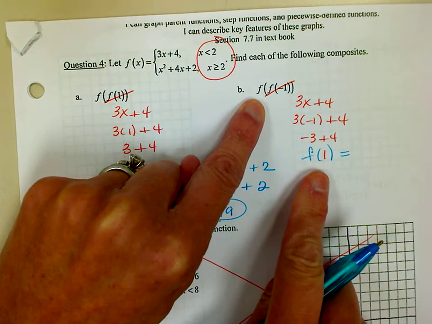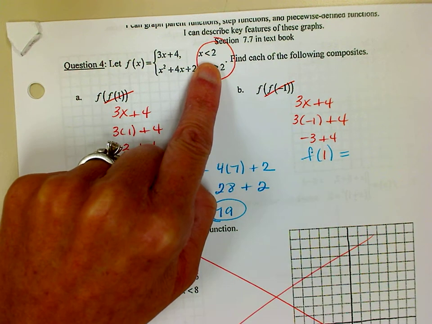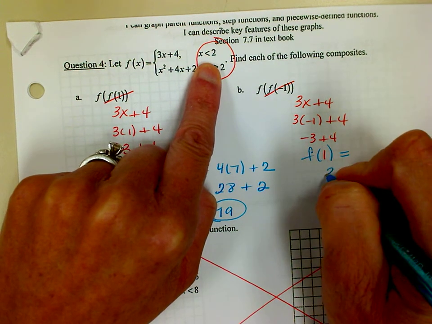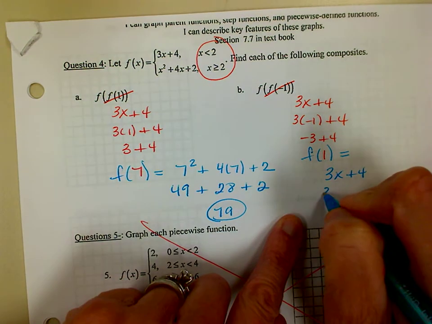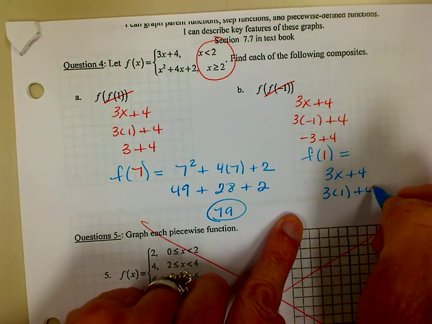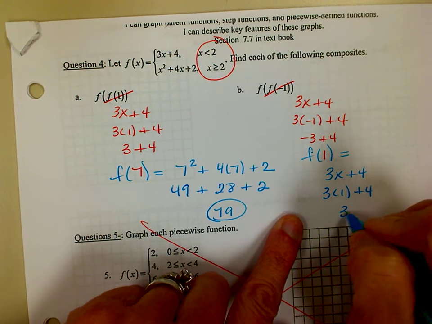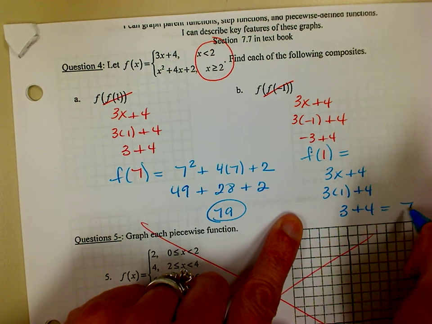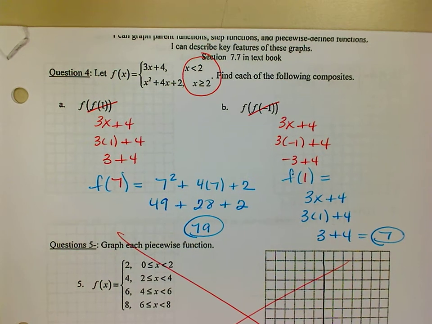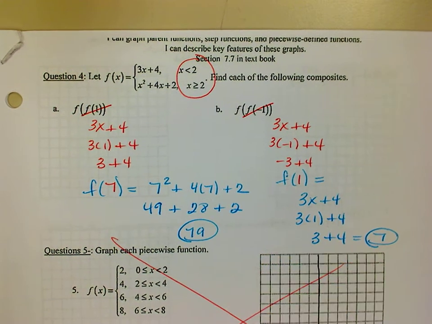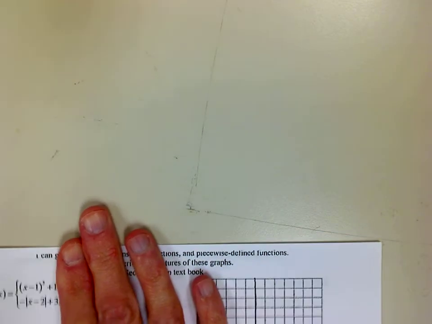I also have to use the top one again because 1 is less than 2. So I'm going to use this one again. I'm going to put 1 in for x. So 3 times 1 plus 4. That's going to give me 3 plus 4, which is 7. Okay, so that is the piecewise functions as far as getting the answers, substituting them in.